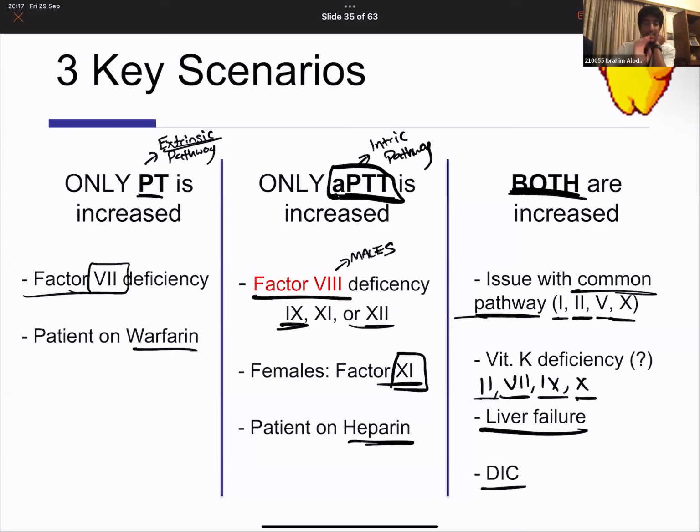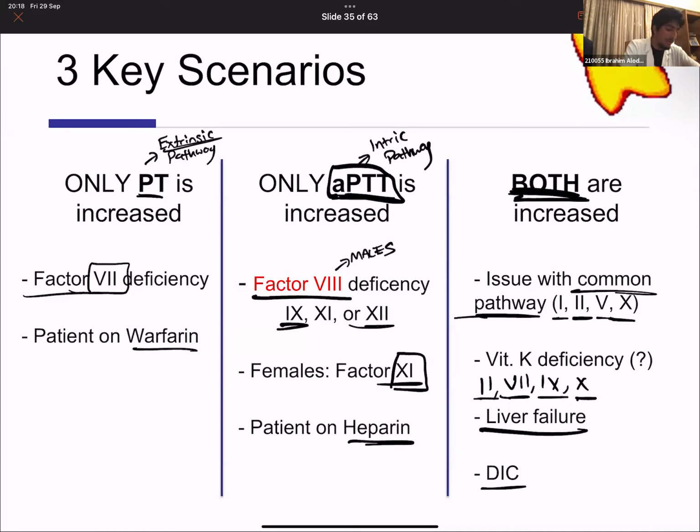But what happens in DIC very briefly is just picture that all the clotting factors in your body get activated and they make clots, and then all of them are lysed, and that keeps happening. So you're just using up all the clotting factors in your body faster than the liver can make them. So if they have DIC, it's going to increase both PT and APTT.